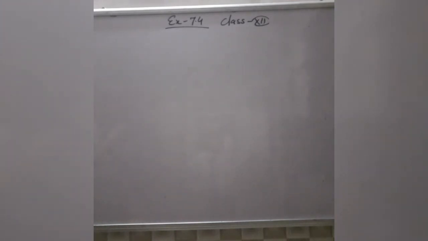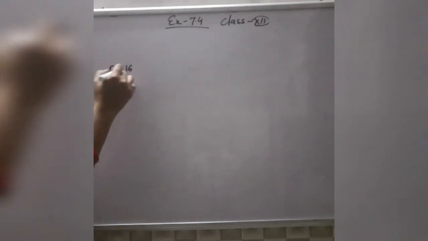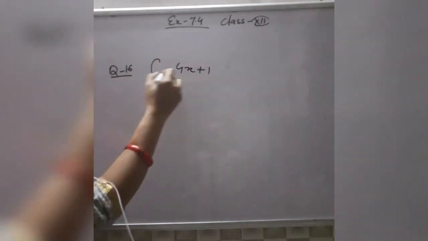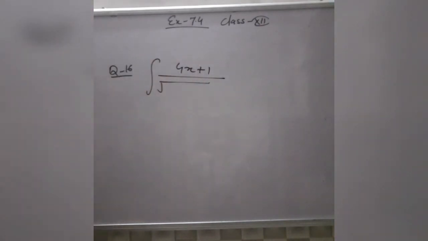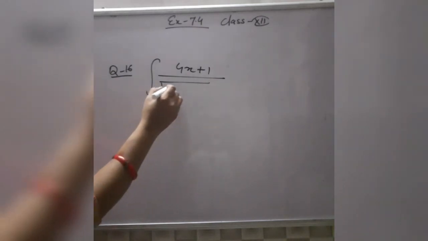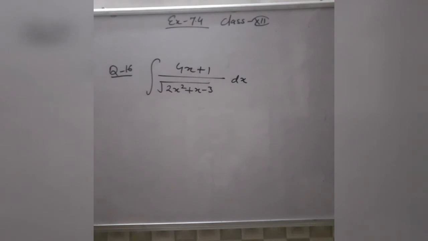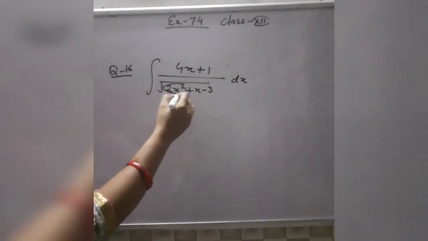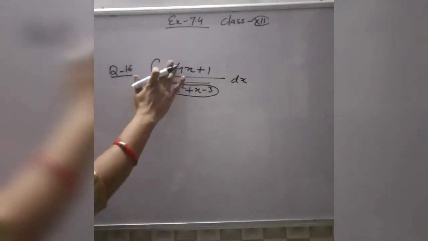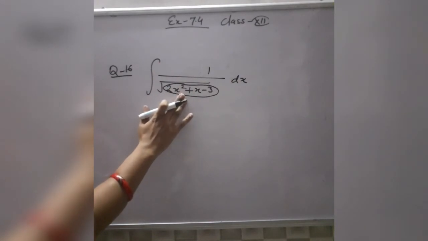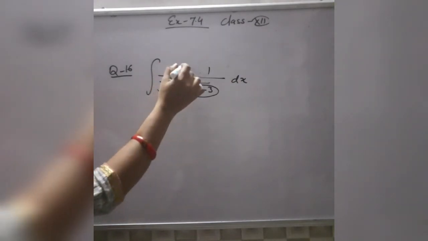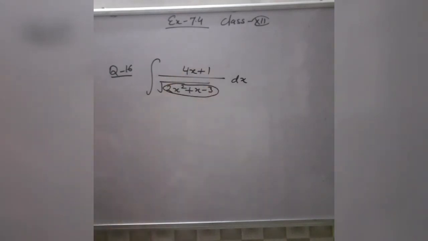Now see the 16th sum. In the 16th sum, in the numerator a linear factor is given to you. Before this, in all the sums it was 1, but now 4x plus 1 divided by root 2x square plus x minus 3 is given to you. So in this sum, firstly again, what is the derivative of this? If 1 is given to you here, then you will use the completing the square method here. But now in the numerator, in place of 1, 4x plus 1 is given to you.